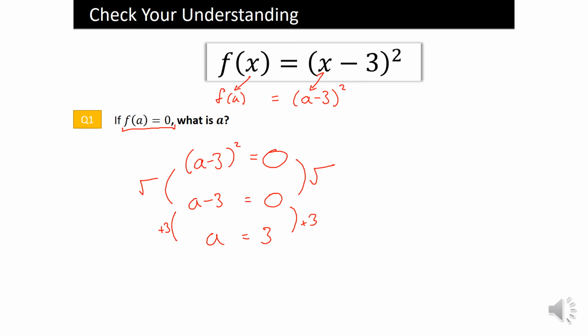And you can check that. So if we substitute in a equals 3, we've got 3 minus 3, which is just 0. So that does work. So a equals 3 is our answer, as the input one.